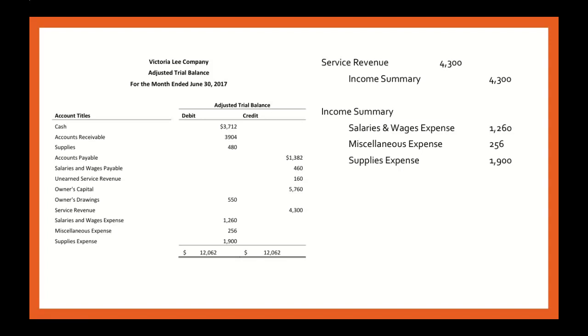Now our income summary, that's going to be the sum of our 3 expenses. So if you add up your 3 expenses, you end up with $3,416. So we'll debit income summary $3,416.